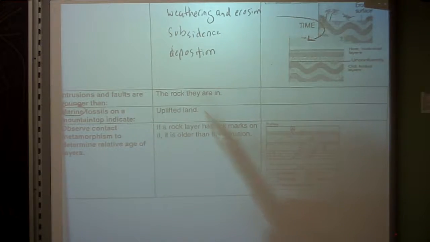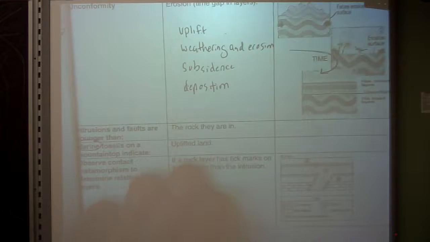Sometimes we can use contact metamorphism to figure out which came first. So if a rock layer has these whiskers, or they call them ticks in here, the rock layer had to be there before, it had to be older. So this rock layer was here before this igneous intrusion, but this rock layer up here, it doesn't look like it was. And I could tell that if it was, and this was an intrusion that burnt its way through here, I'd see those marks on the top too. Okay.